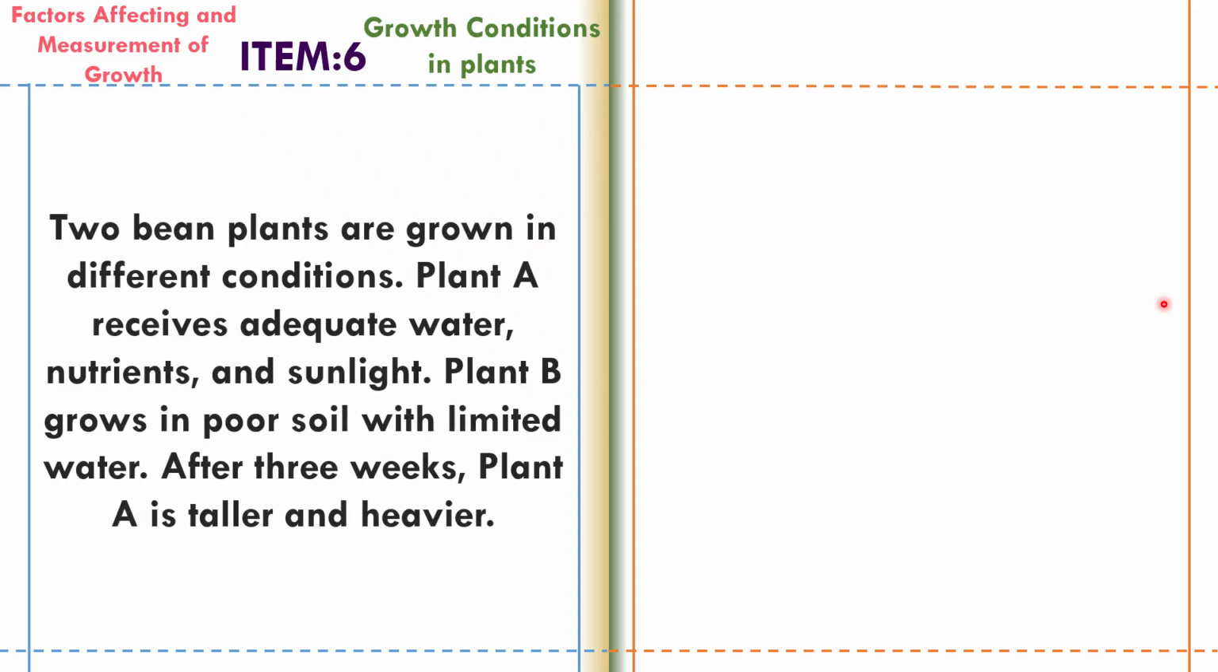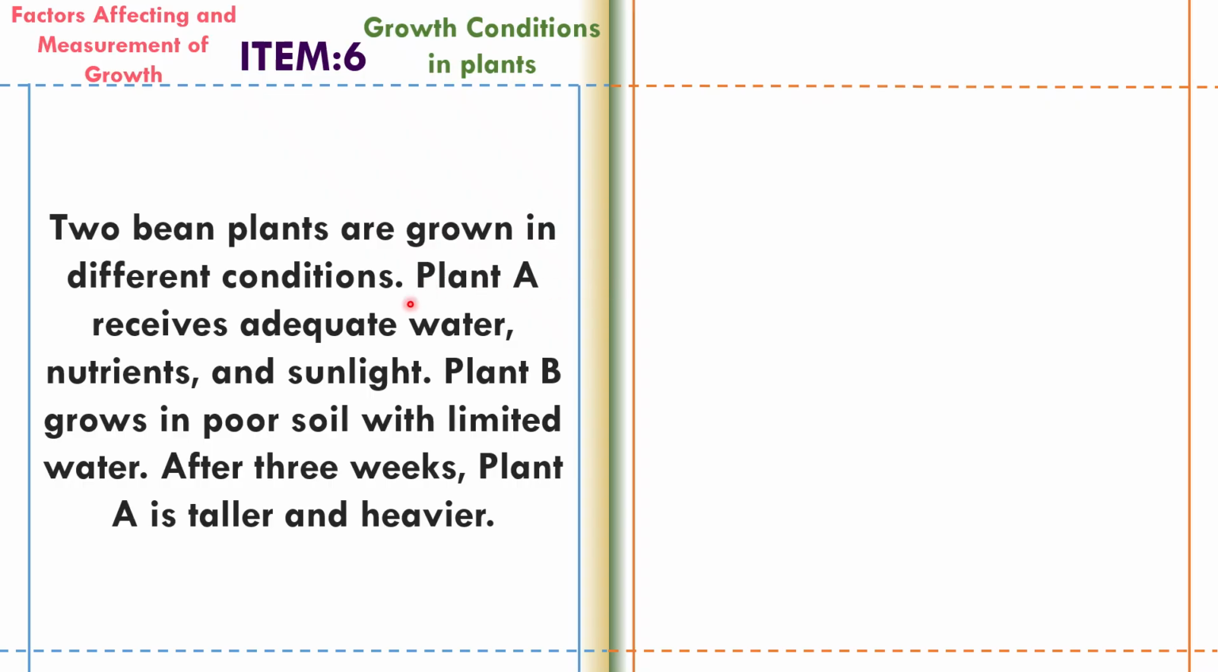Item 6. We are now going to look at factors affecting and the measurement of growth. In this item, we are going to emphasize growth conditions in plants. 2 bean plants are grown in different conditions.